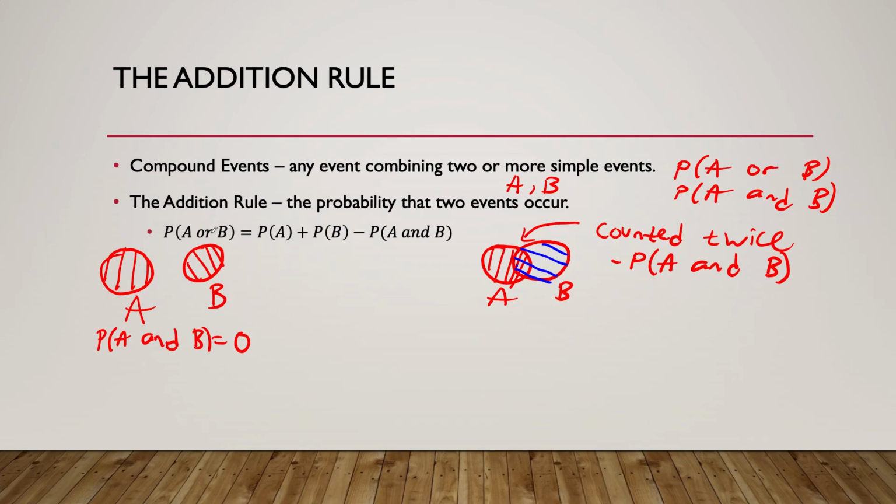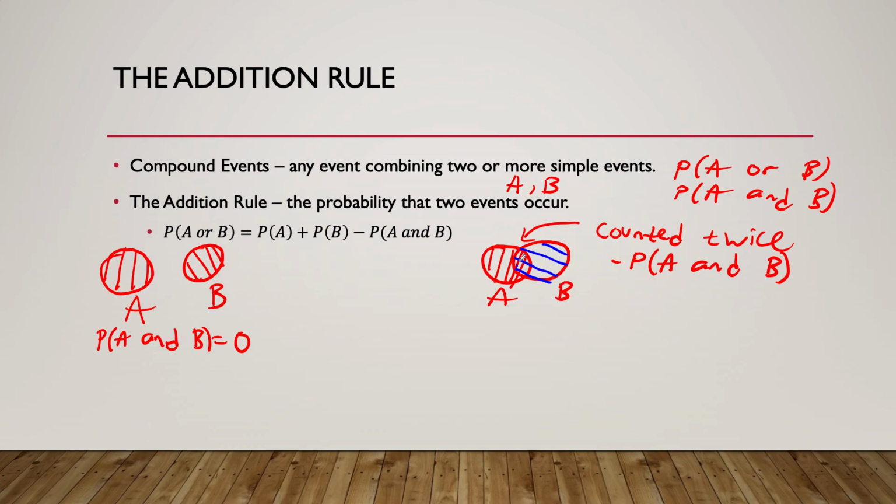This is for the addition rule, that's the probability that two events occur. Let's call them A and B. So if we have the two events A and B, the probability of A or B is equal to the probability of A plus the probability of B minus the probability of A and B. We have two ways that we can have those events. First way is where the two events don't overlap at all. Because of that, the probability of A and B would be 0, since they're just two separate entities.